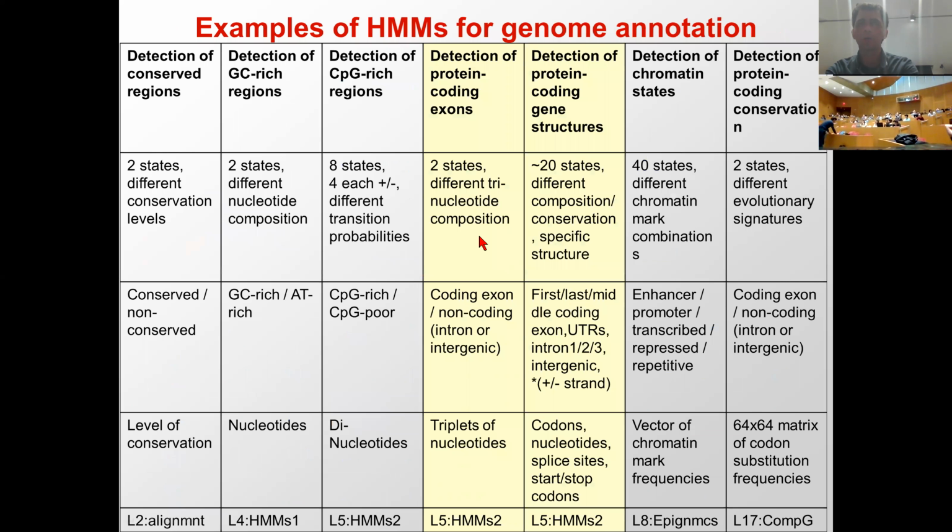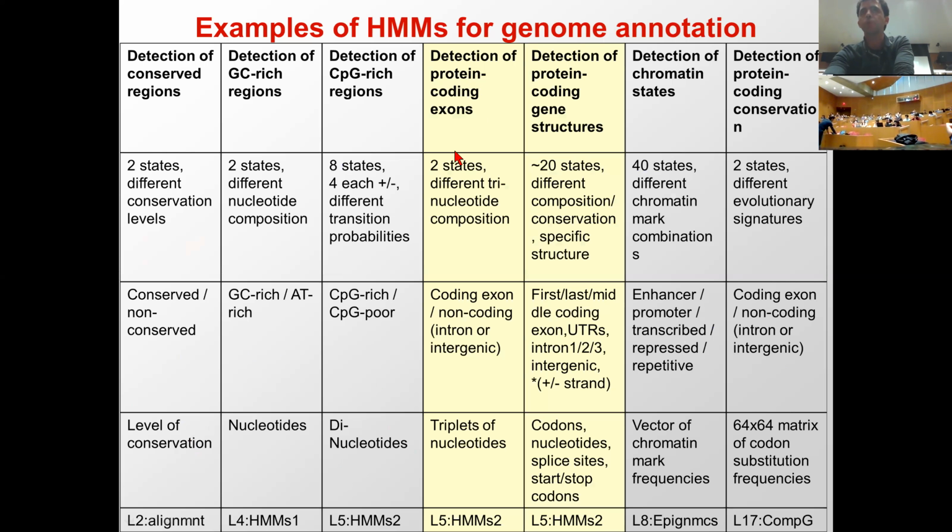All right, so the first example was GC rich regions. We had two states with different nucleotide composition, GC rich versus AT rich. Then for CpG islands, we had eight states, four each for CpG plus and four each for CpG minus, with different transition probabilities. That captures CpG rich and CpG poor. And basically what we were detecting was simply dinucleotides.